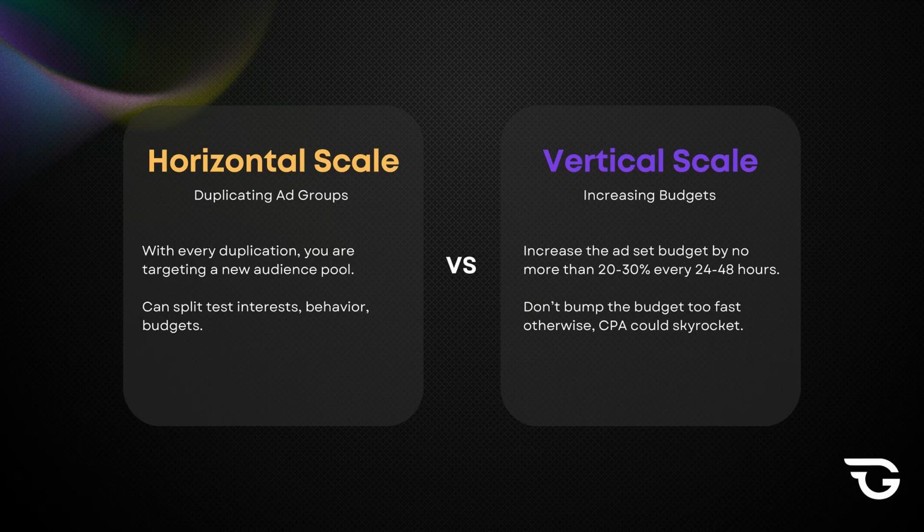Now let's compare horizontal and vertical scaling. Horizontal scaling involves duplicating ad sets. With each duplication, you target a new audience pool or test different variables like interests, behaviors, or even budgets with that new ad set. Vertical scaling involves increasing budgets on your existing well-performed ad sets.